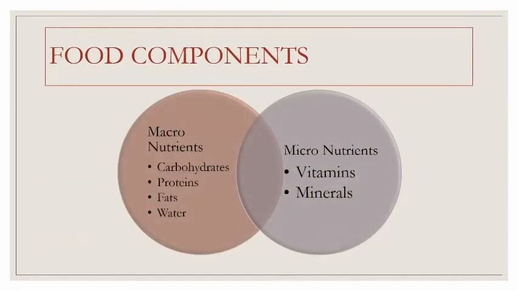There are two types of food components. Firstly, macronutrients that include carbohydrate, protein, fat, and water. Then, micronutrients. This only includes two items, which are vitamins and minerals.